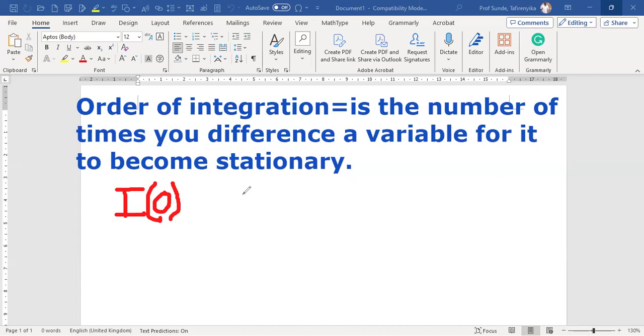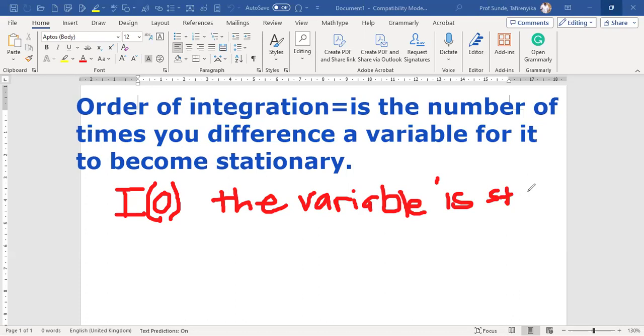So we say the variable is stationary, and you must take note of the spelling, stationary, not stationery like the stationery which refers to books and other things. Stationary, yes.